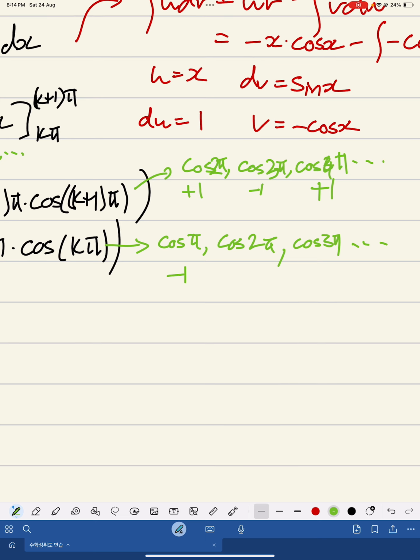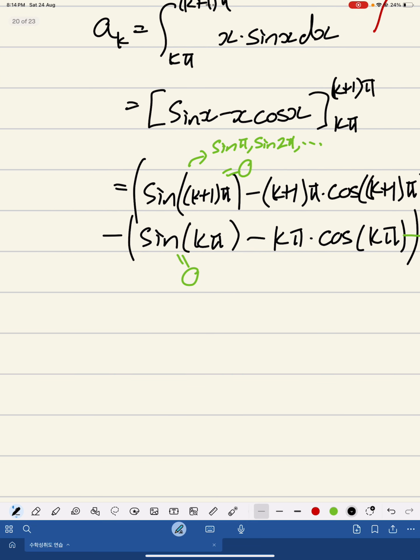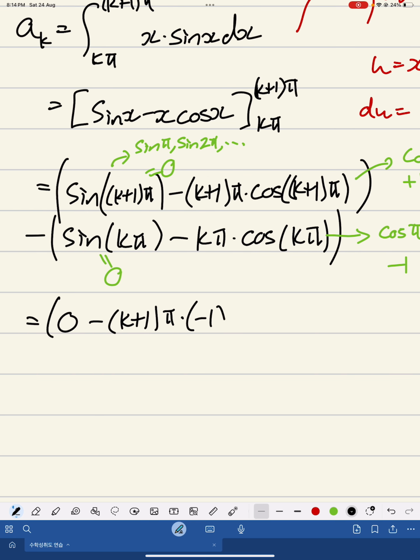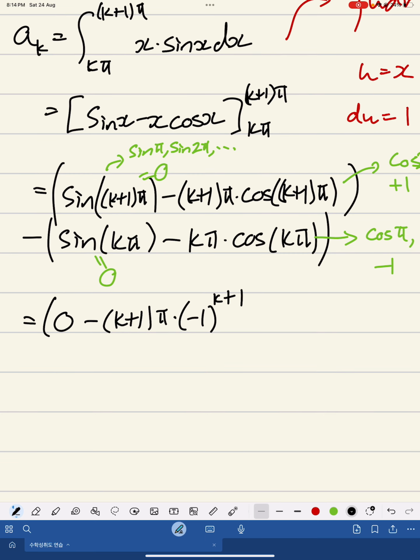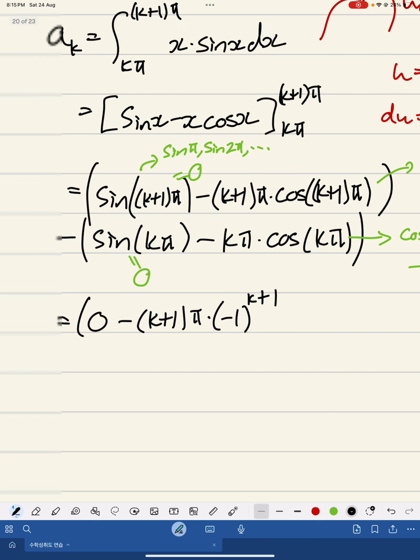Therefore, it will be -1, 1, -1, and so on. So we can rewrite the whole thing as 0 minus (k+1)π times cosine of (k+1)π, which is (-1)^(k+1), right? Because if k equals 1, it's -1 squared, which is +1, and then k+1 is odd after that, and even, odd, even, it would traverse through the -1s and 1s.